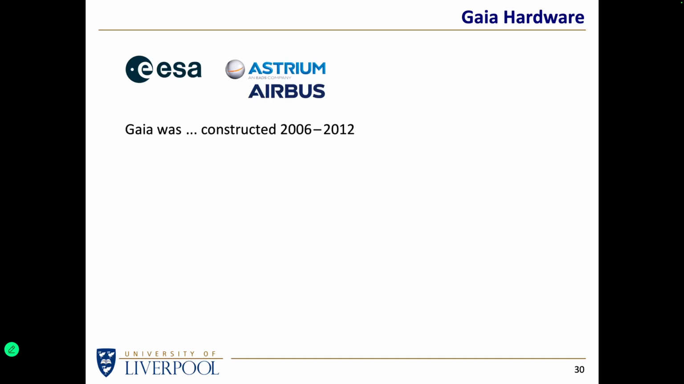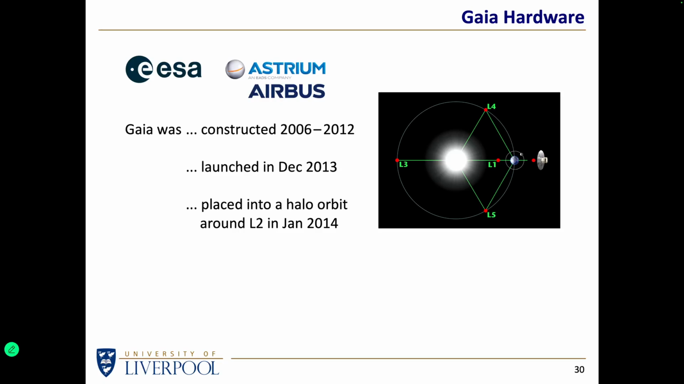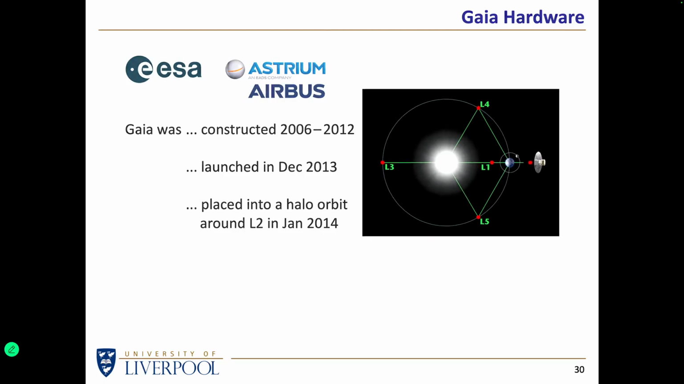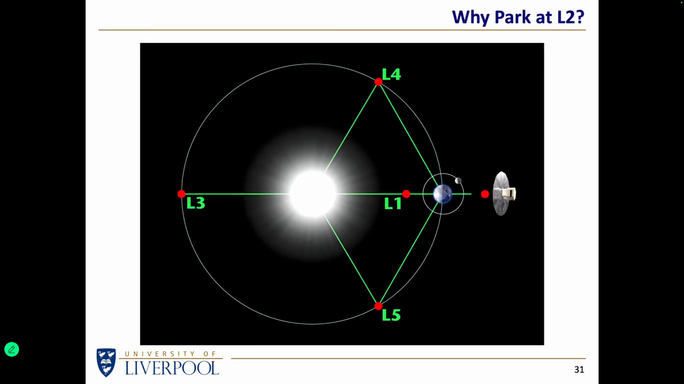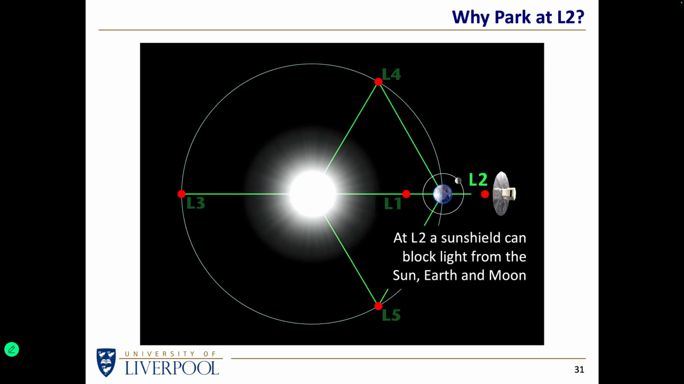So it was constructed between 2006 and 2012 and launched in December 2013 and placed into a halo orbit around Lagrange point L2 in January 2014. So there it is on the right hand side there. L2 is that point 1 million miles above midnight of Earth. A sun shield blocks the light from the sun and the Earth and the moon.